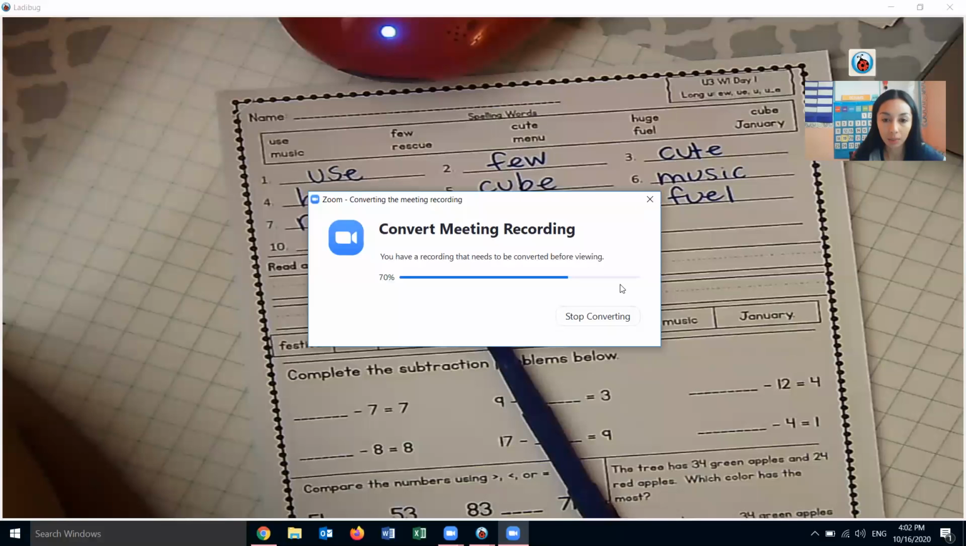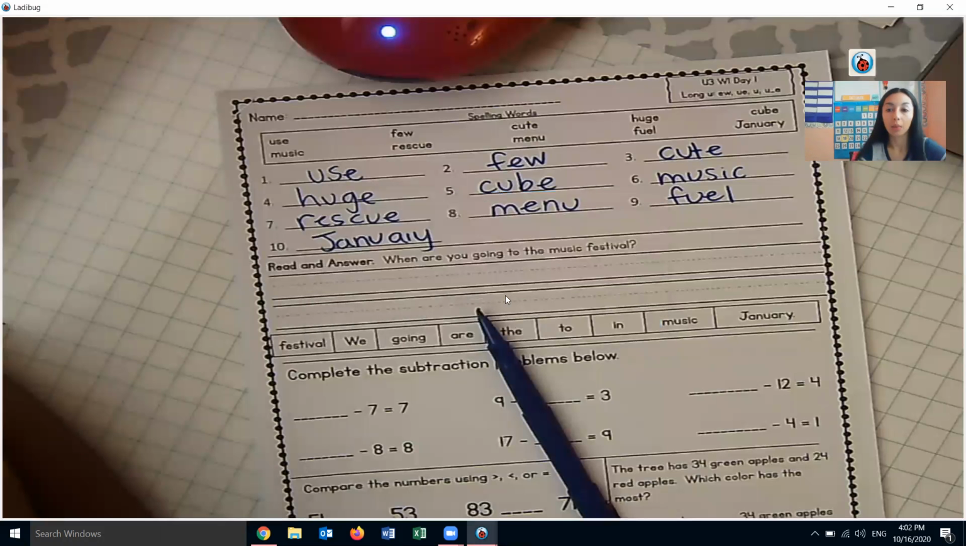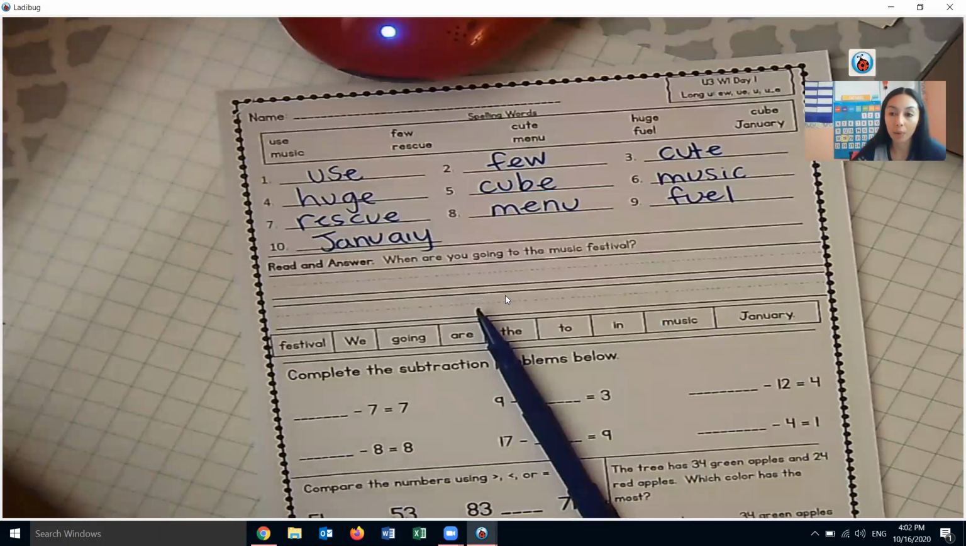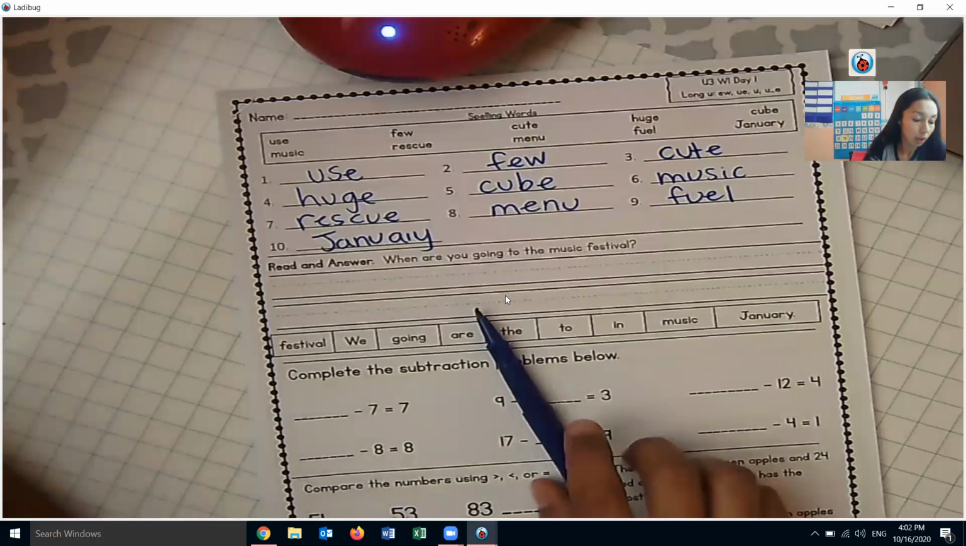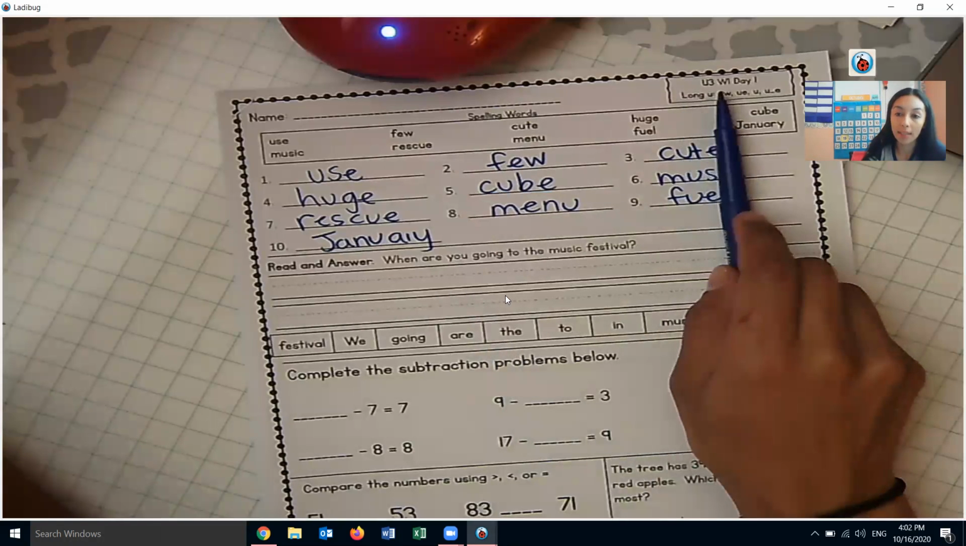We are starting our Unit 3. So we're getting our routine. Let me just X out of here. Sorry about that. With this, we're going to start with our daily packet. So we are Unit 3, Week 1, Day 1.